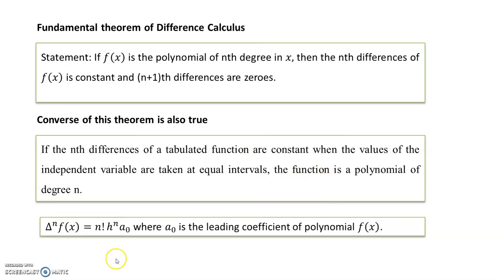Here we have the result of this theorem. Nth order forward difference of f(x) will be equal to n factorial h raised to power n a naught, where a naught is the coefficient of the polynomial. Like if we have polynomial a naught x raised to power n plus a1 x raised to power n minus 1 and so on, then a naught, which is the coefficient of x raised to power n, is called the leading coefficient. So here we have the statement and also this result. We'll do only the result, not its proof. In examples, we can use the statement and the result as well.